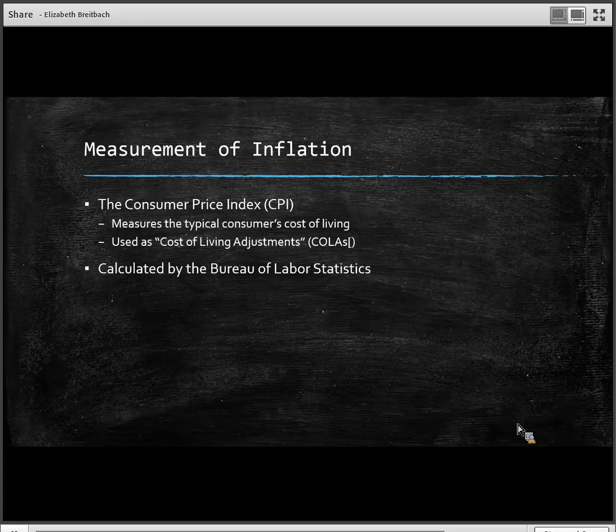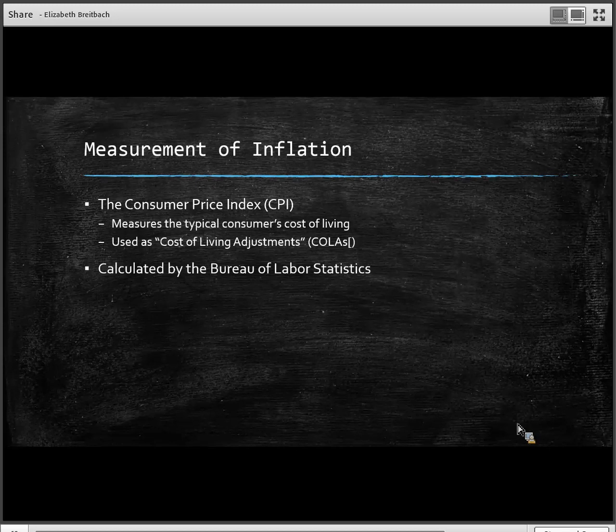But we're going to focus on the Consumer Price Index, probably the most popular, the most commonly reported measure of inflation. And what this does is it measures the typical consumer's cost of living. When we're thinking about typical consumers' cost of living, again, we're going to look at the basket of goods that an individual household purchases throughout the year. And typical consumer, we're thinking an urban consumer, what they purchase and all of the different goods and services from housing to food to every single item within that basket.